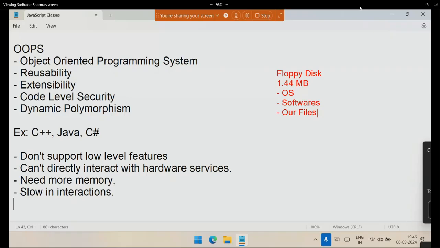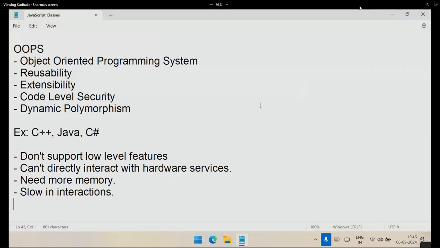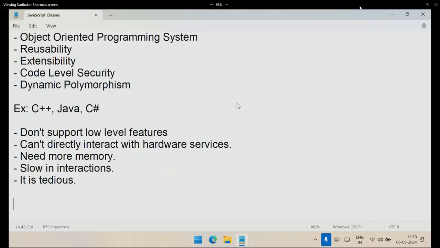That is the reason object-oriented programming is not a great concept everywhere. Why? Because it has problems. Generally, we call it tedious. OOP languages are tedious. Tedious means slow, lazy, heavy. These are all the meanings of tedious. It means it is very lazy, very slow, not active in responding. That is one term used for OOP languages. So they don't fit everywhere.